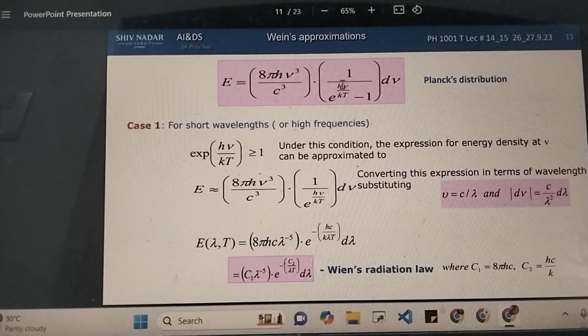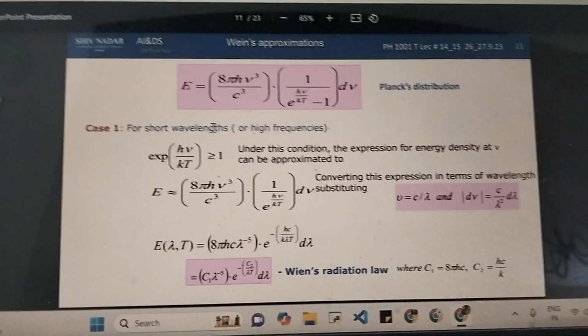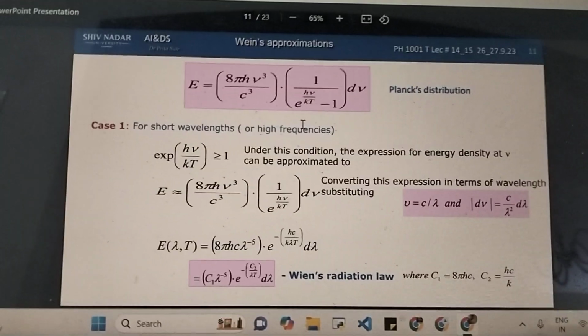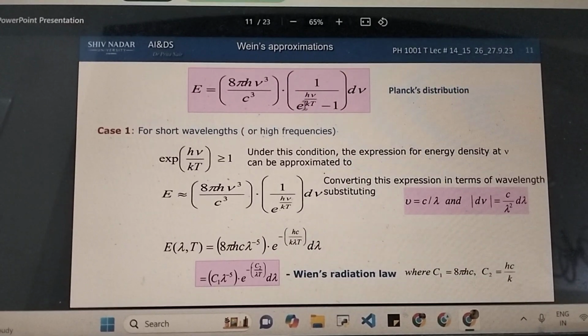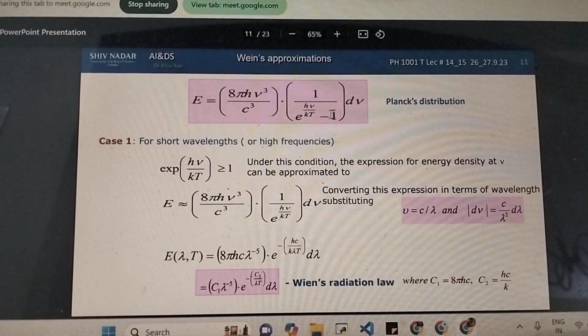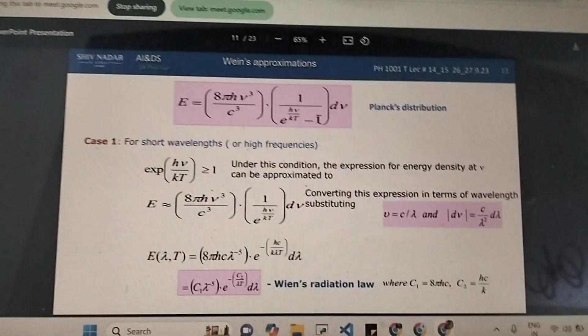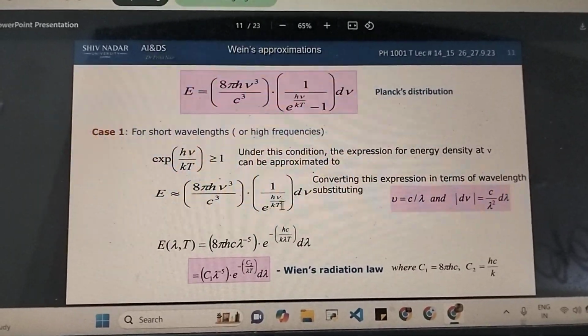What are we doing? We're talking about short wavelengths. If lambda is very small, then nu is going to be very high because their product is a constant. So because nu is very high, this term is going to be a very big number. So subtracting 1 or not subtracting 1 is not going to make a huge difference. So we ignore this minus 1, we just make it 1 by e to the power h nu by kT d nu.